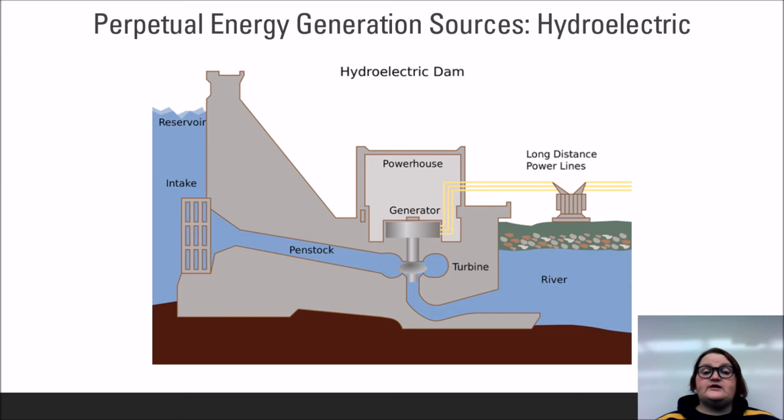The intake regulates the flow of water from the reservoir. The penstock carries the water down an increasingly steep incline to the turbine. The flowing water spins the turbine, which allows the generator to produce electricity.